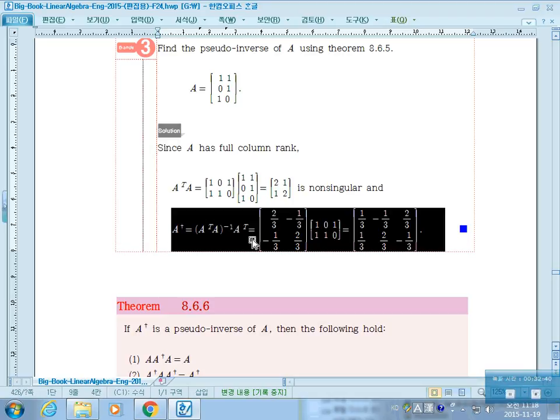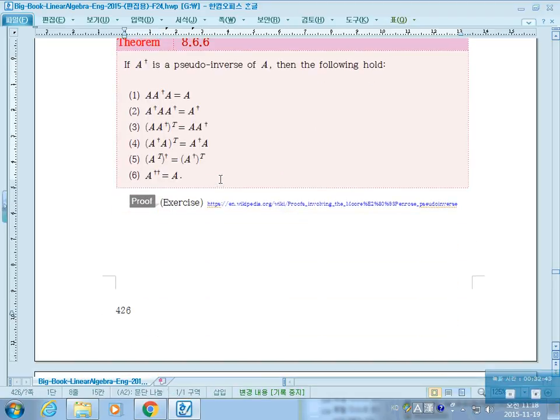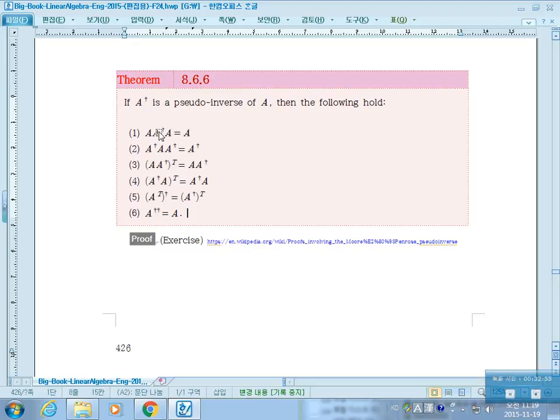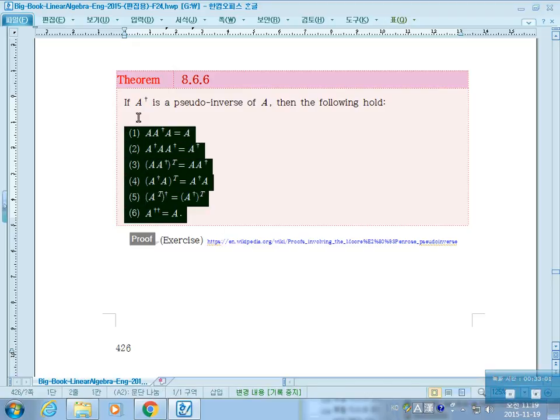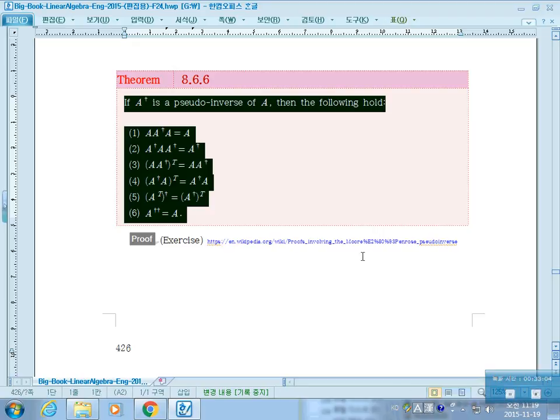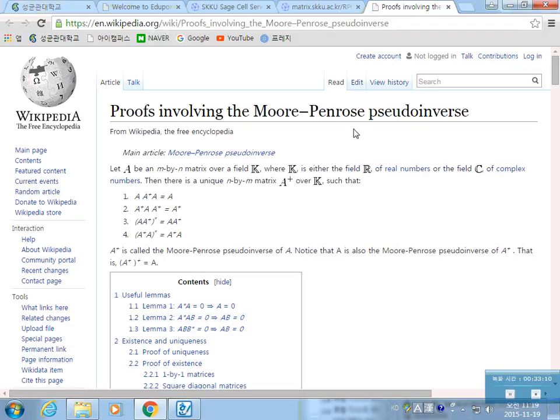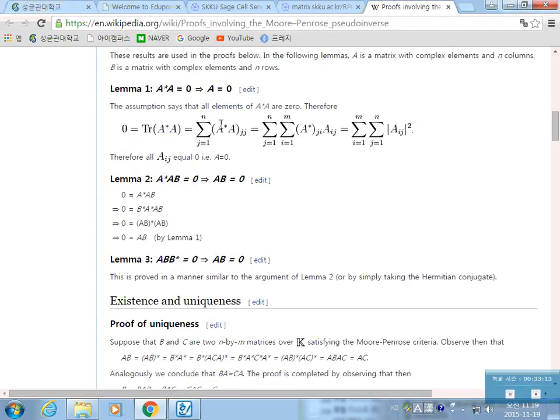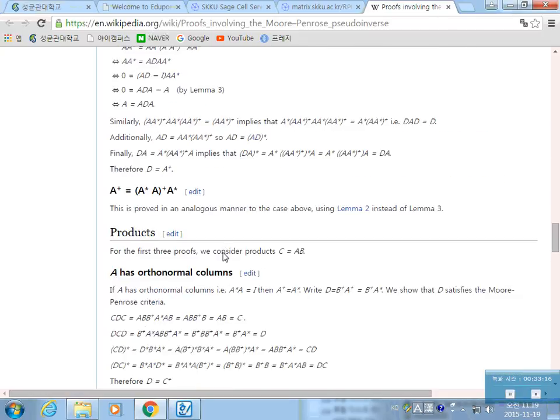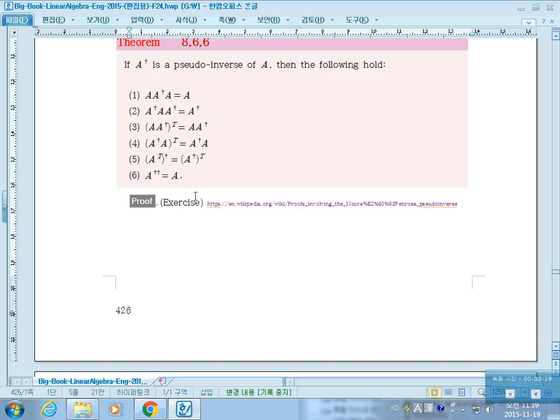The pseudo inverse has properties like this: A A dagger A is equal to A, A dagger A A dagger is equal to A dagger, and so on. If you substitute A inverse here, then you will see everything holds. So this is a general form of the inverse of a given matrix. The proofs are easy, and you can find them under the Moore-Penrose pseudo inverse. There are all the properties and the proofs that you can find. This is not important. You just check out the general properties of the inverse.